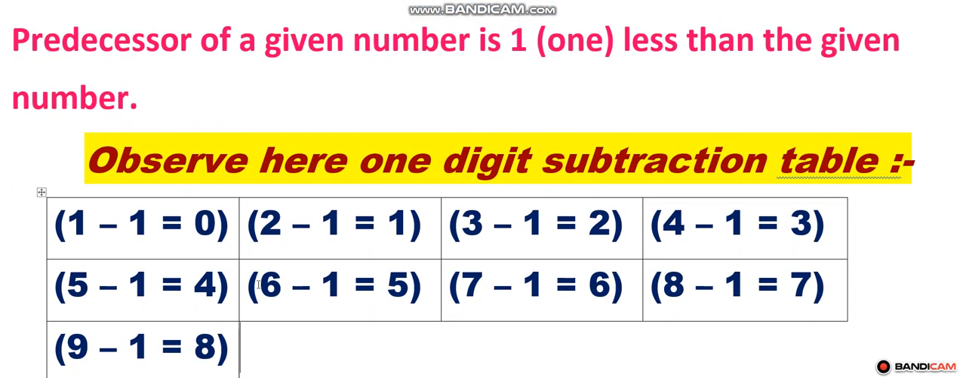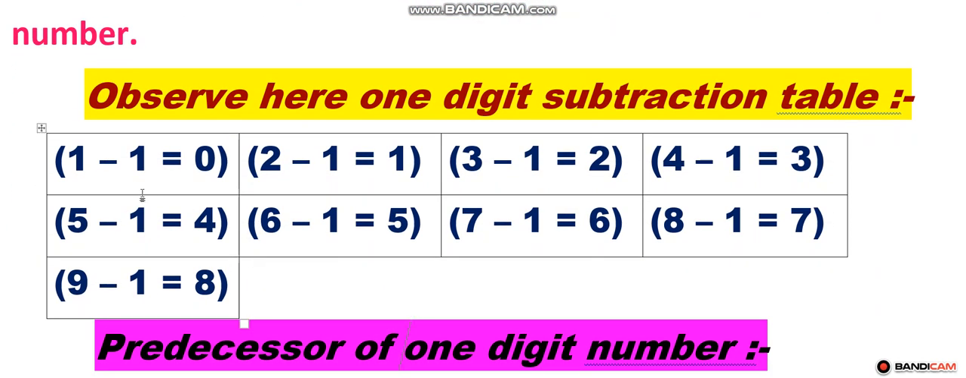Here observe one digit subtraction table. See, predecessor of 1: subtract 1 from 1. Take one finger, close one finger. 1 minus 1, 0. So predecessor of 1 is 0. What is predecessor of 2? Subtract 1 from 2. Take two fingers, cut one finger. What do you get? 1. So predecessor of 2 is 2 minus 1, 1.